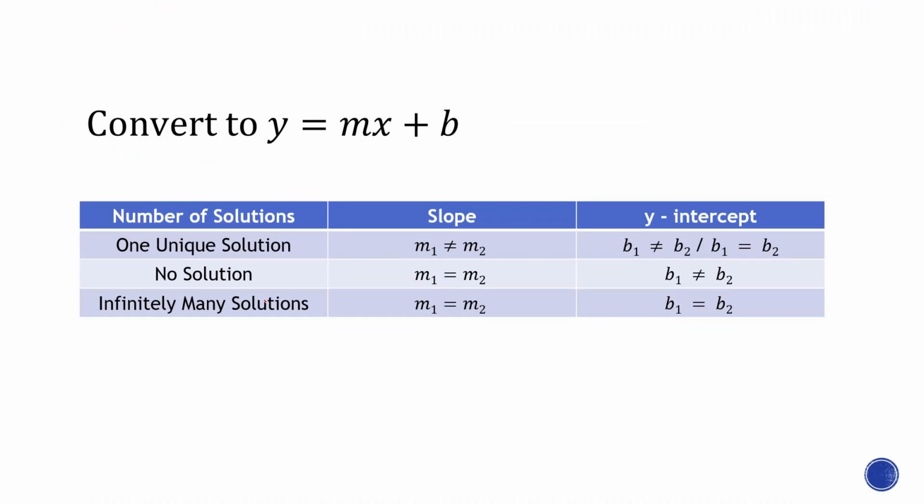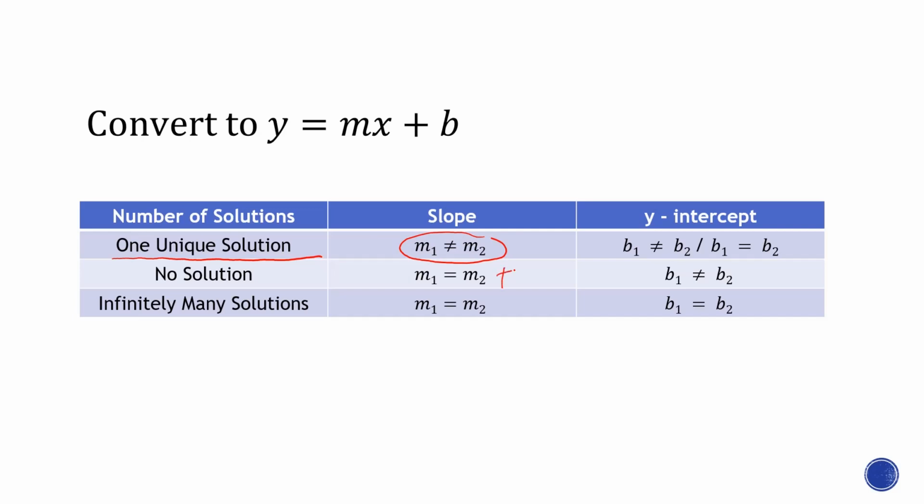Just study the table. As you can see in the first scenario, the slopes are not equal. We're talking about the slopes. So you have to convert or transform the two equations into y equals mx plus b. And if you see that the slopes are not equal, automatically, you don't need to compare the y-intercepts. There will be one unique solution in that system.